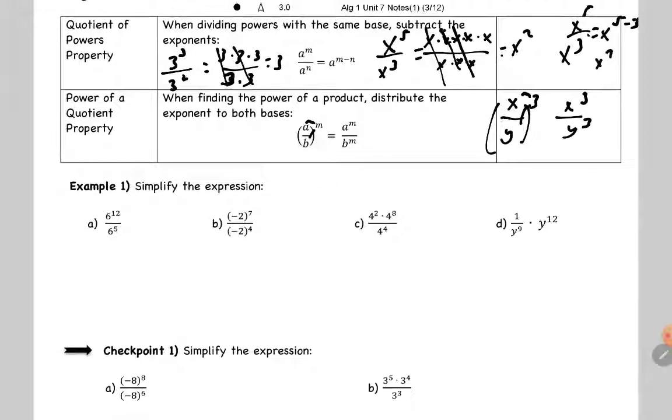Alright, let's do this. Part A, 6 to the 12 minus 5 is 6 to the 7. Negative 2 to the 7 minus 4. That's negative 2 to the 3, which, let's go ahead and simplify this to negative 8. Negative 2 times negative 2 is positive 4, times another negative 2 is negative 8.